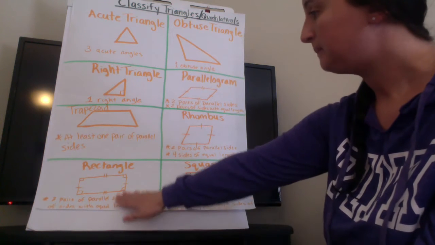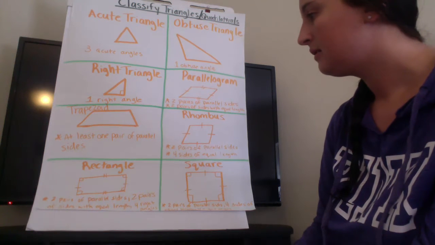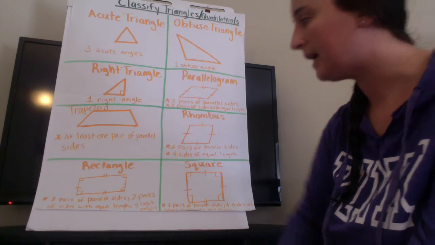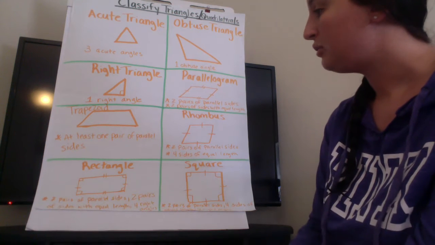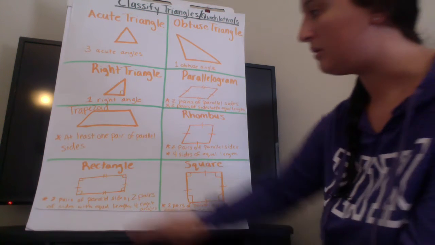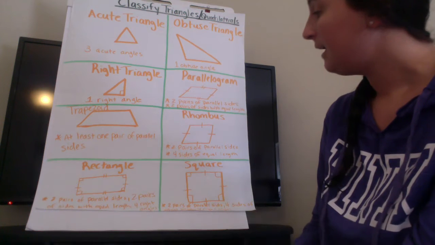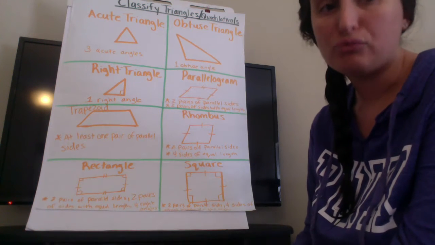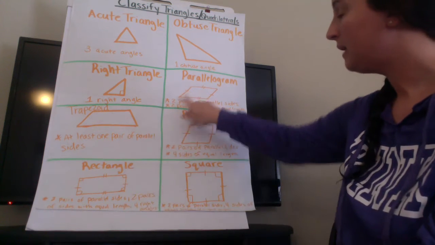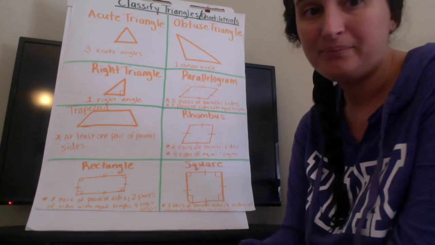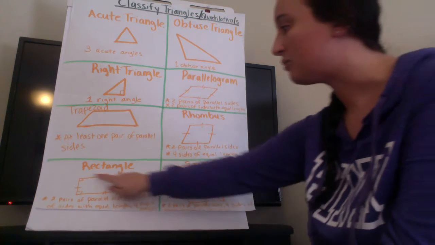A rectangle is another four-sided shape, but this one has two pairs of parallel sides. So the top and bottom are parallel, the sides are parallel. It has two pairs of sides with equal length. So that means the top and bottom are equal in length, the sides are equal in length. And it has four right angles. So that's a big difference between a rectangle and a parallelogram. It has a lot of the same characteristics, right? The only difference is that a rectangle has right angles.